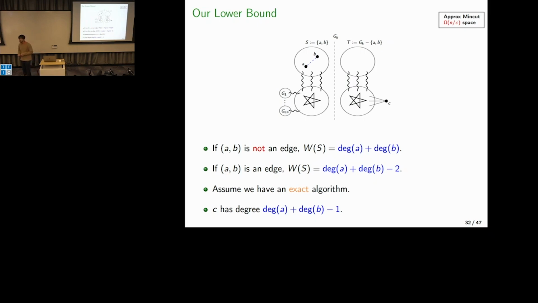And this is just a small thing. You just add this vertex C, which has a degree in the middle. So if the algorithm outputs the cut and not the value, then you can still know what the value of the min cut is. Okay. Good.